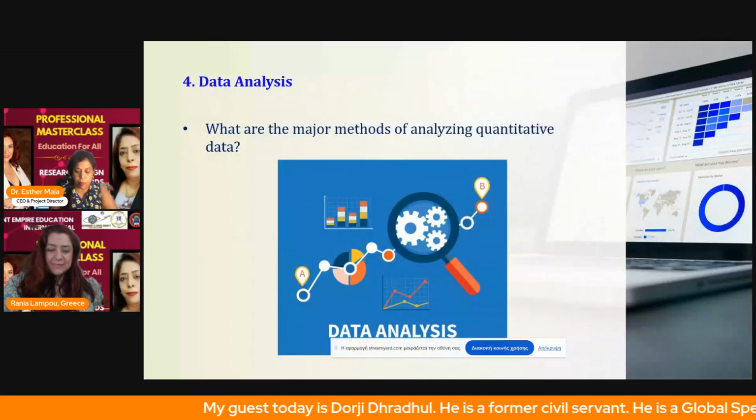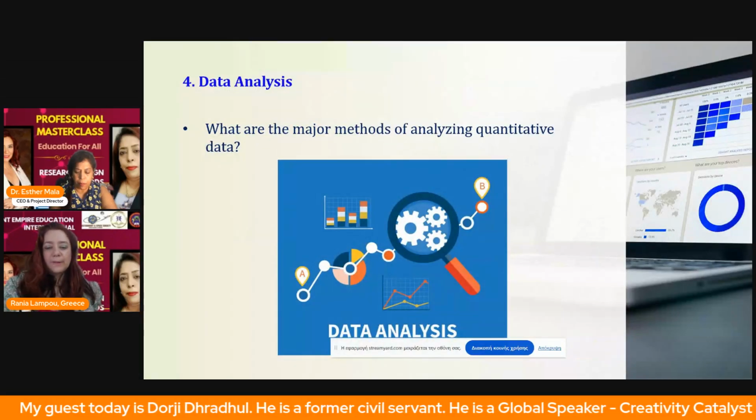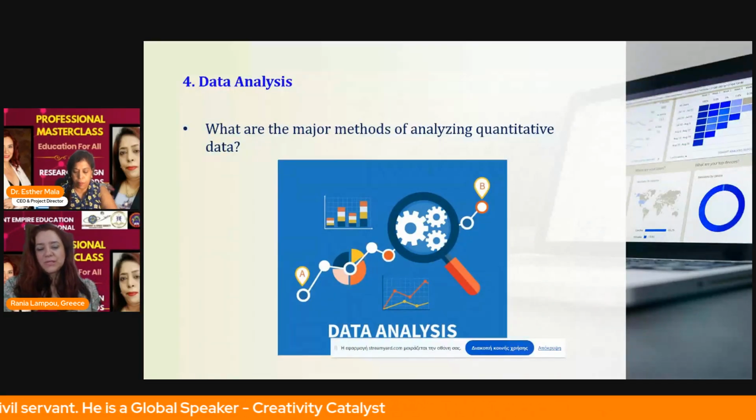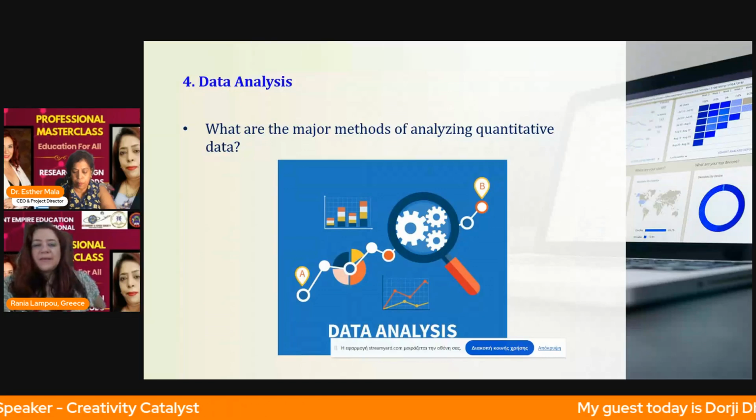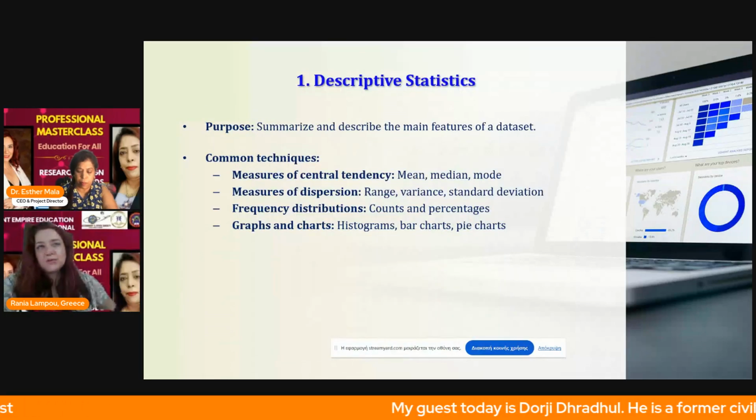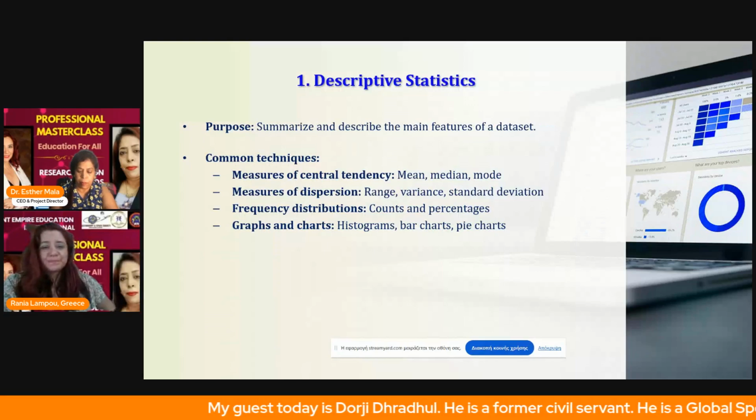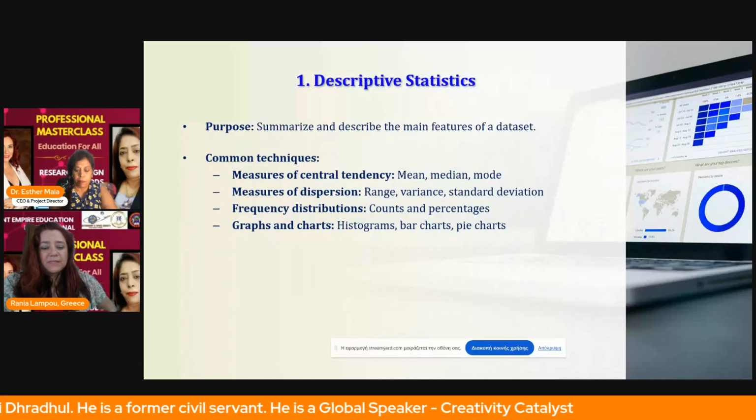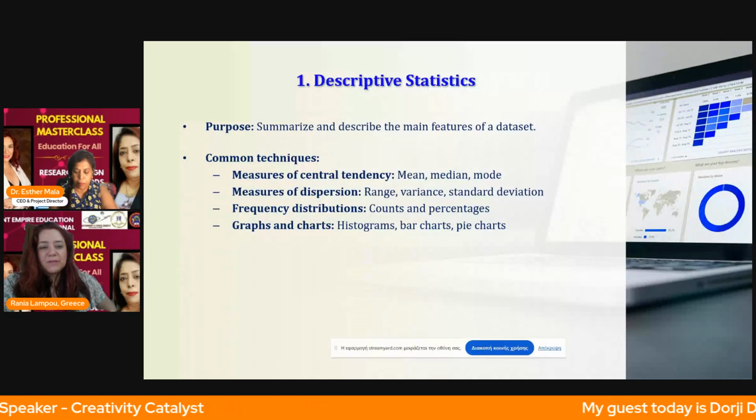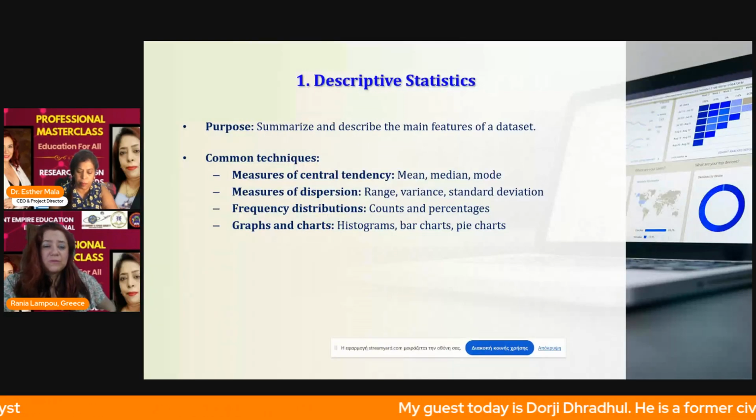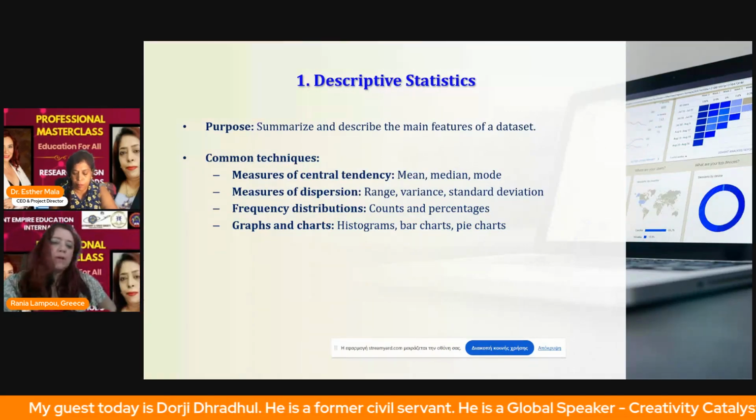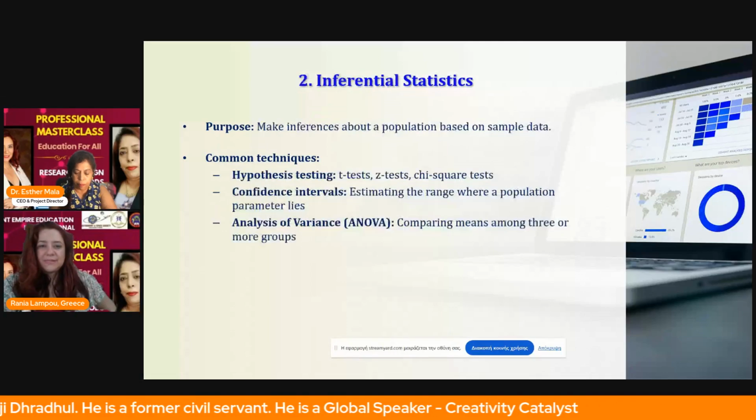After that we have data analysis. When we work with quantitative data, there are several major methods to analyze it depending on the type of data, research objectives, and the complexity of the data set. So the major methods of analyzing quantitative data: we have descriptive statistics, where we summarize and describe the main features of a data set. Common techniques here are measures of central tendency: mean, median, mode; measures of dispersion: range, variance, standard deviation; frequency distributions: counts and percentages; and graphs: charts, histograms, bar charts, pie charts, etc.